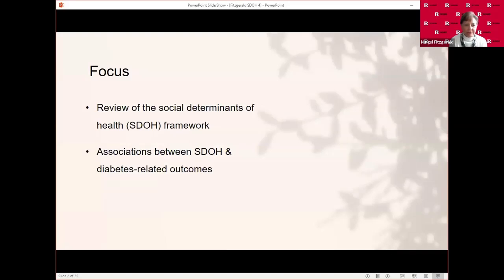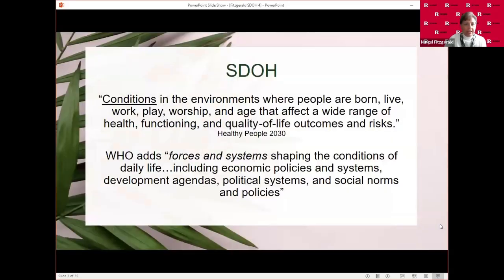webinar flyers. We're going to focus on reviewing the social determinants of health frameworks. There are a few of them out there. And we're also going to go over some of the associations between social determinants of health and diabetes-related outcomes. First, let's start with the definition of social determinants of health so that we all are on the same page, knowing what we are talking about.